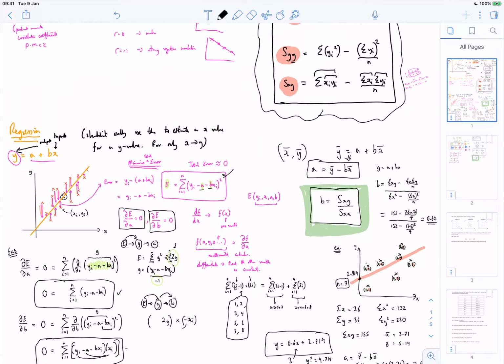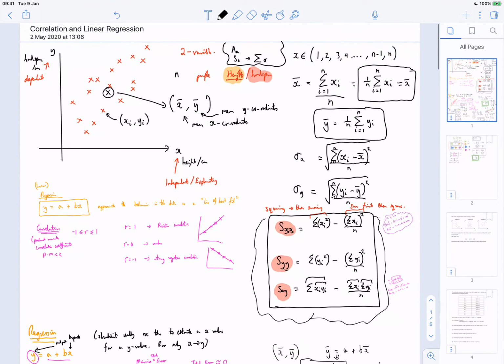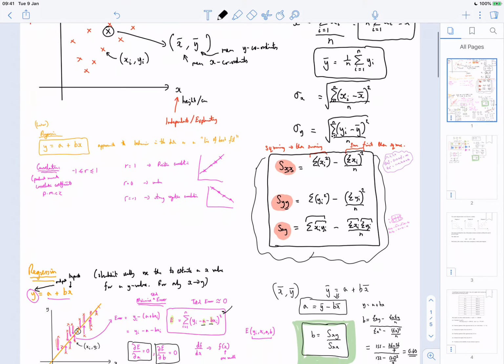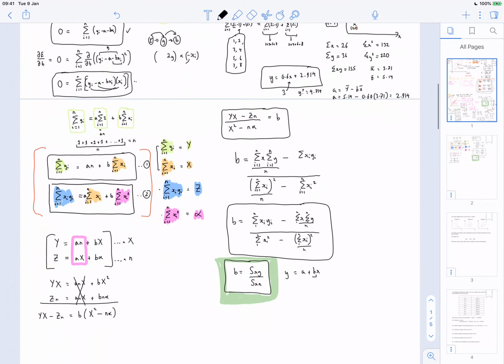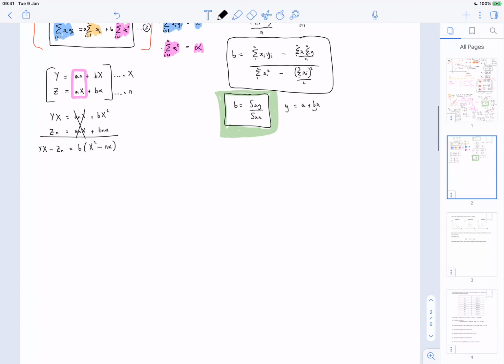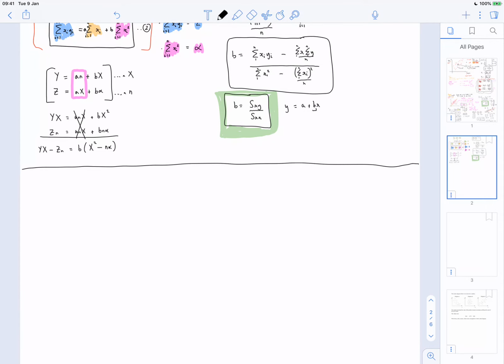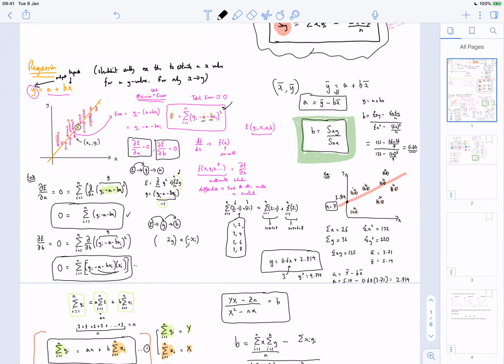So regression lines of best fit can be done that way. Hopefully that was fairly informative. We've still got correlation to go. That's going to be tricky to explain, but I'll give it my best shot. So let's create a new page. Hopefully that's given you an idea of regression, how to get an actual line of best fit, no messing about, and hopefully the rationale was there.